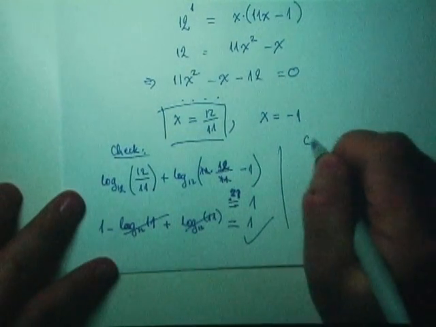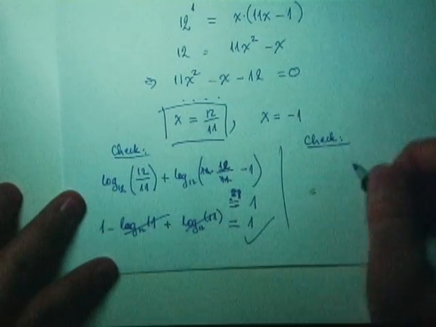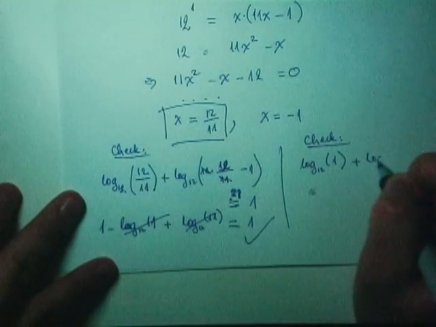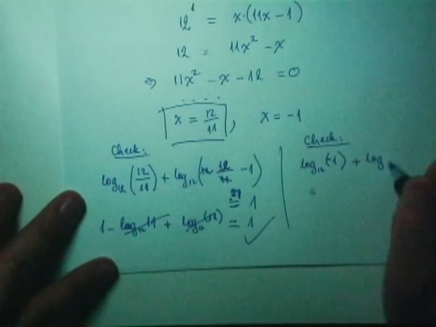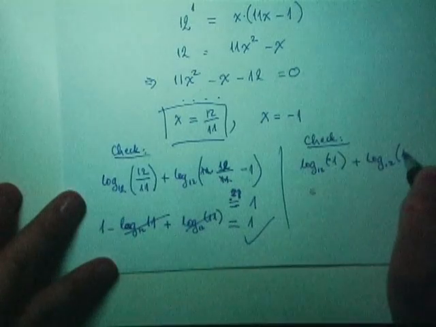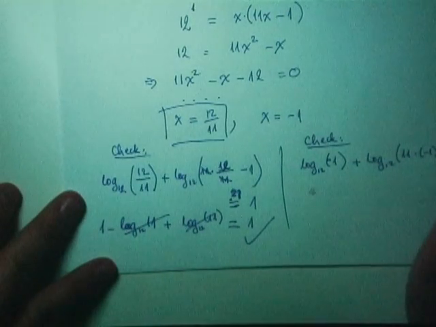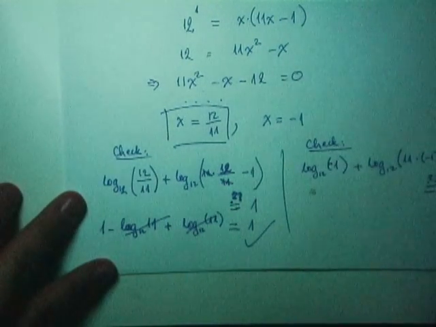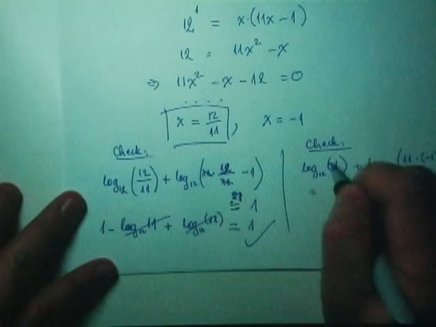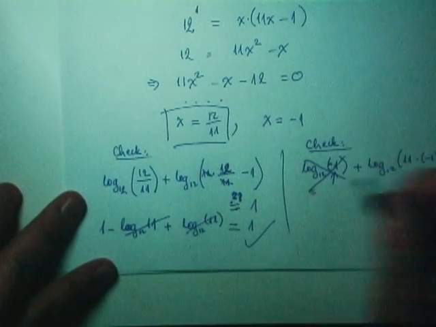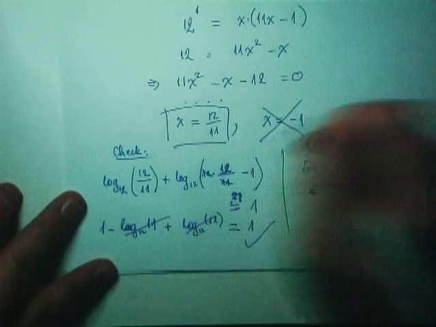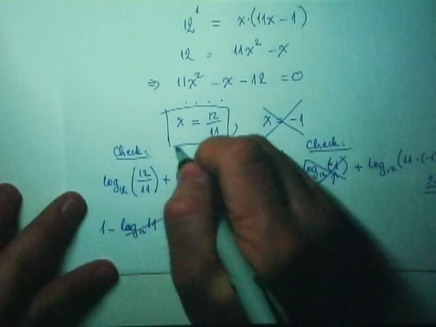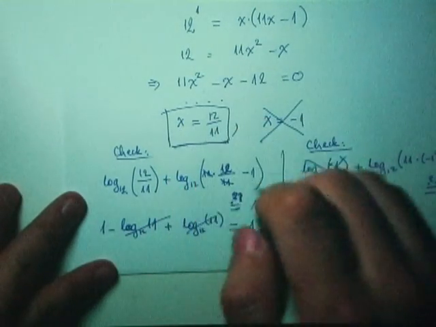Now checking with the second answer, you need to check again. I have log base 12 of -1, plus log base 12 of 11 times -1 minus 1. Right at the beginning, we would like to see if it equals the right-hand side, but log of a negative number, we cannot do that. So this answer is not going to count because you cannot plug that into the log function. So in the end, there's only one solution: x equals 12 over 11.